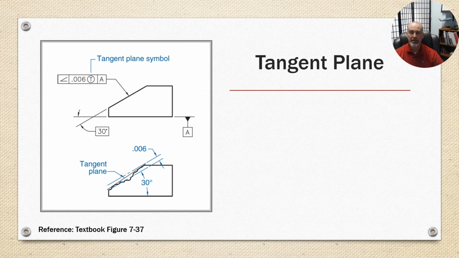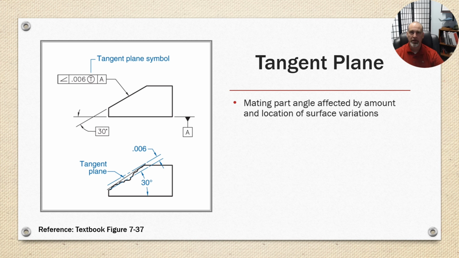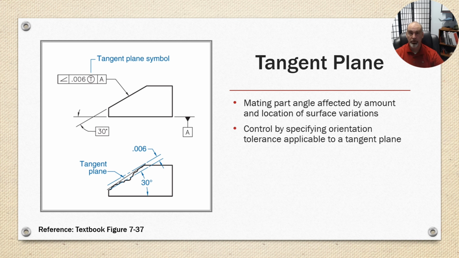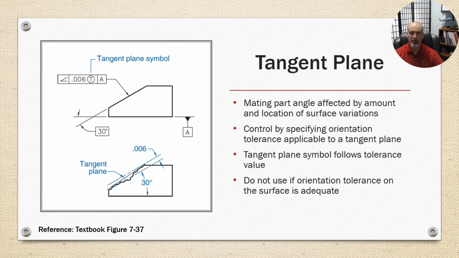Tangent plane: mating part angles affected by the amount and location of surface variations can be controlled by specifying an orientation tolerance applicable to a tangent plane. Do not use it if the orientation tolerance on the surface is adequate and the tangent plane on the tolerance zone of the surface may not be within.